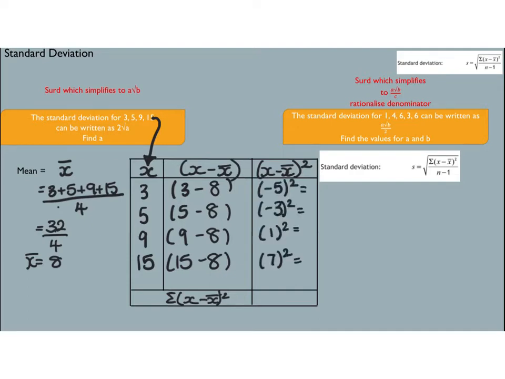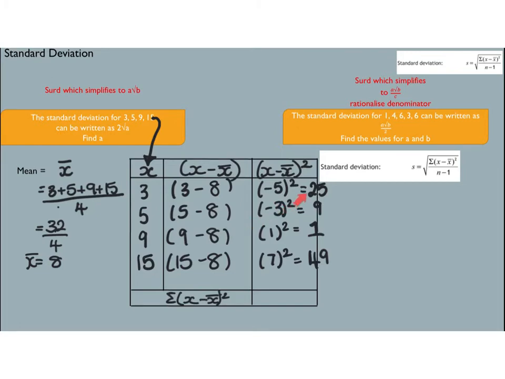Okay, so like I always say, watch your negative numbers. 3 take away 8 is minus 5. 5 take away 8 is minus 3. This one's fine, that one should be fine as well. So remember, when you square something, you're multiplying it by itself. A negative times a negative makes a positive, so each of these are all going to end up with a positive answer.